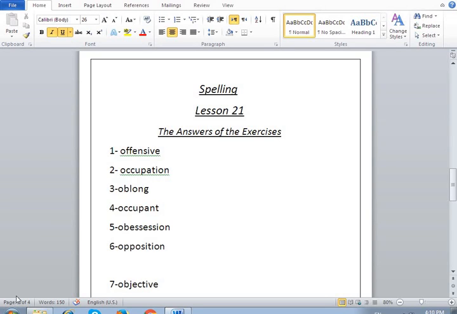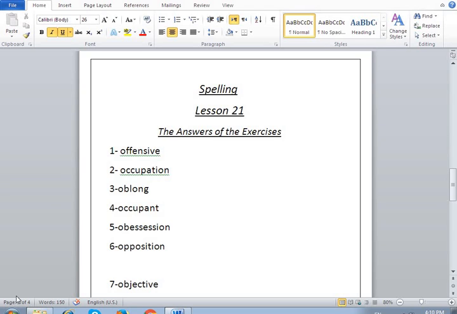Today we will answer the questions of our spelling lesson, lesson 21. And the first question which we have is correcting. Write the word if it is spelled correctly. If the word is misspelled, correct it. Okay guys, the first word which we have is offensive.